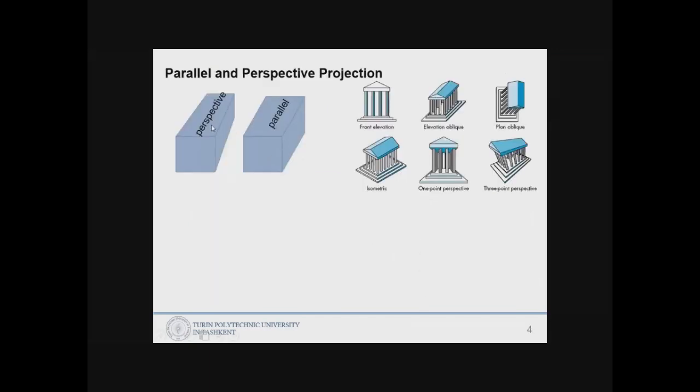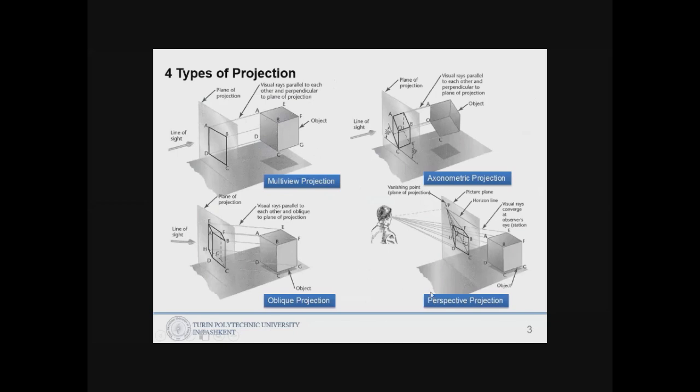So here you can see the difference between perspective projection and parallel projection. The multi-view projection is parallel, axonometric also parallel, and oblique are parallel. So this is a parallel projection, that is parallel projection, that is parallel projection, because these rays are parallel. But here the rays are not parallel. It starts from one point, so that is perspective projection.